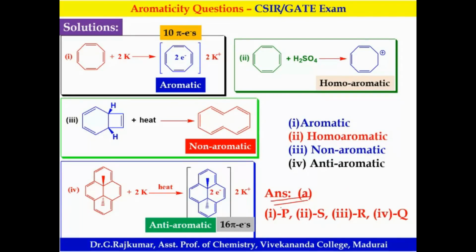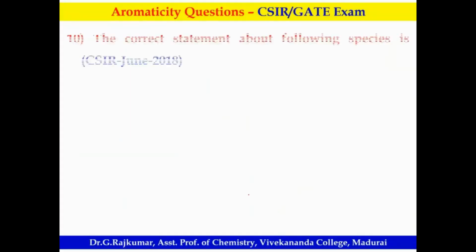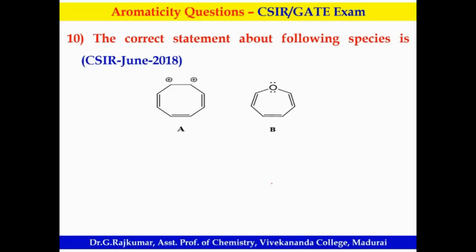Option A is the correct one. So this is the option A structure. This is aromatic. This is homoaromatic because the sp3 carbon is forced above the plane, and this is non-aromatic, non-planar. We have discussed this. This is 16 pi electrons. It obeys the 4n pi electron rule. This ion is anti-aromatic. So A is the correct one.